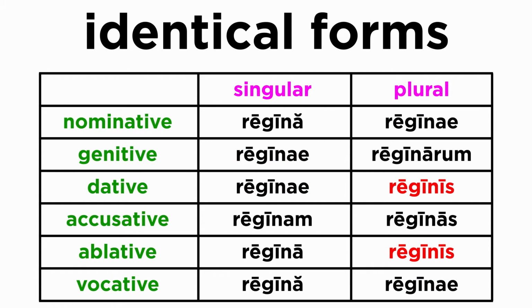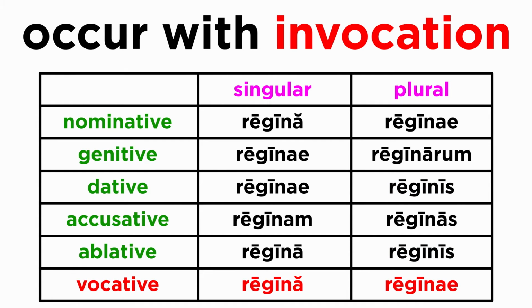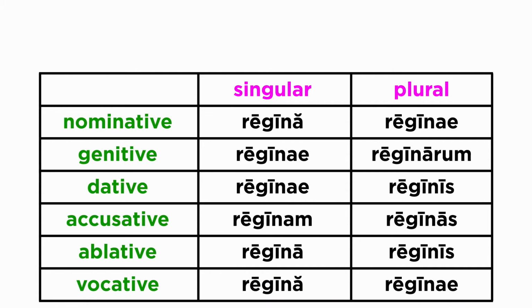The same goes for the dative and ablative plural. Vocatives are much less common anyway. You will see them only if there is an invocation. So although there are 12 forms there, this was pretty straightforward.